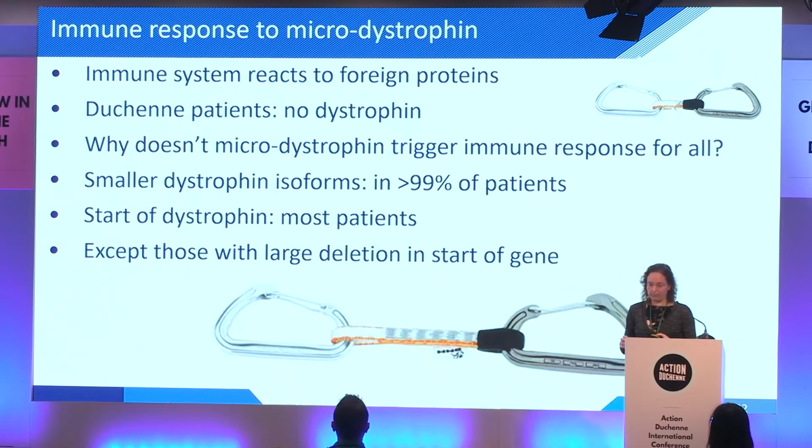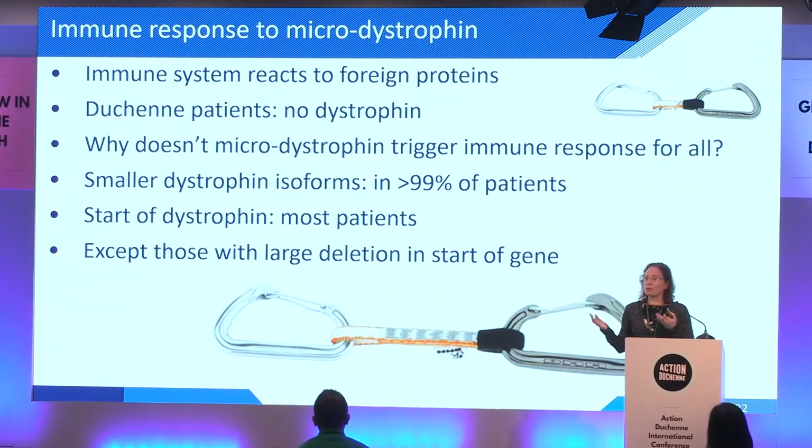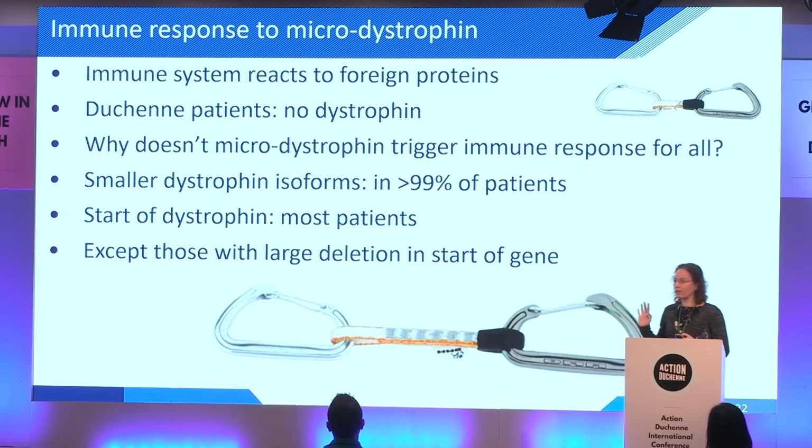Now, how does this happen? Because Duchenne patients don't make dystrophin. So dystrophin for them is new. And proteins that are new normally are recognized by our immune system. That's how they recognize bacteria and viruses. So why don't all patients have an immune response to the microdystrophin? Why only this subgroup? Well, there's no clear answer yet, but this is my understanding of it.